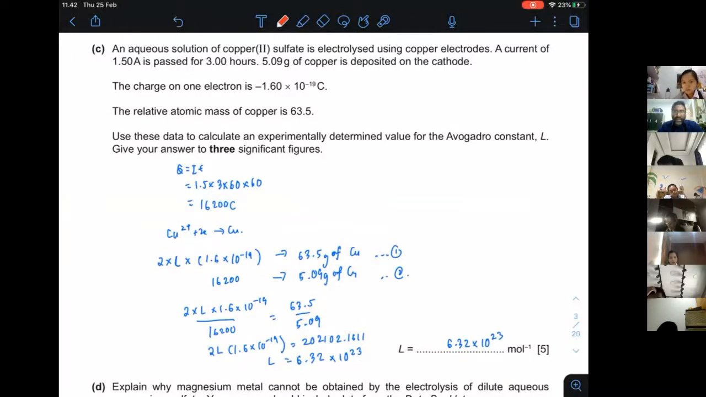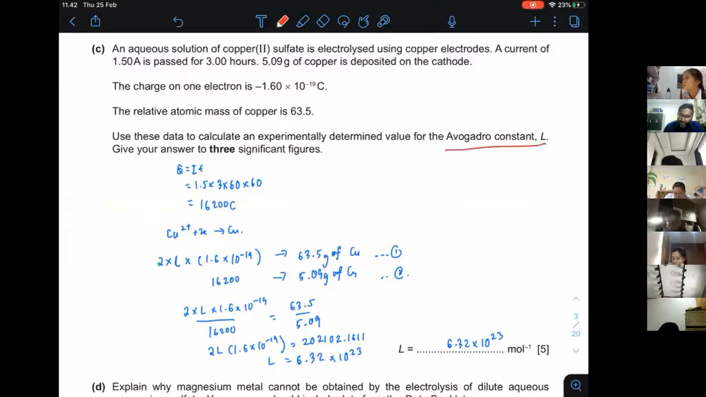Next, this one. The other day, Jody asked me also. It's good, he asked me also, so it's okay. I'll show you again. An aqueous solution of copper(II) sulfate is electrolyzed using copper electrodes. A current is passed for 3 hours, and then a certain mass is deposited on the cathode. The charge is given, the relative atomic mass is given, so we want to find the Avogadro constant.